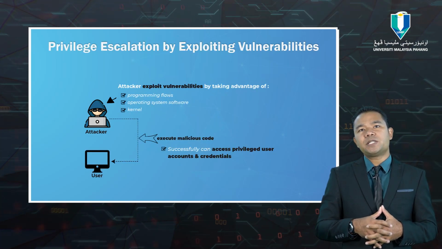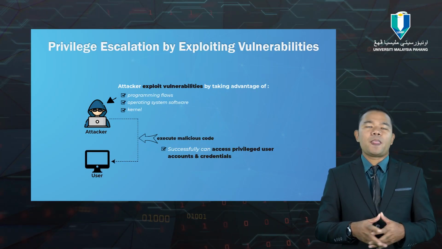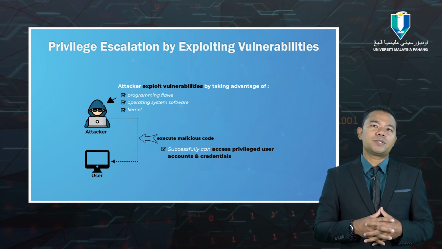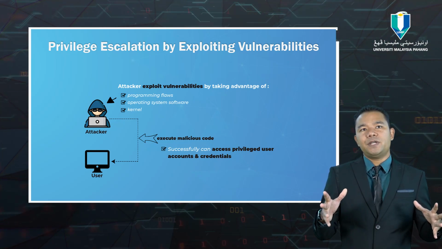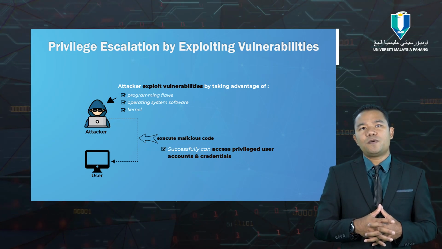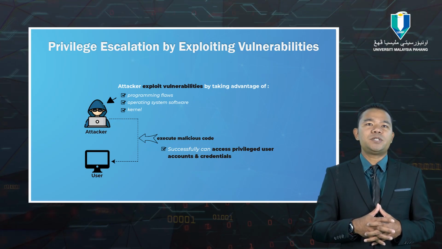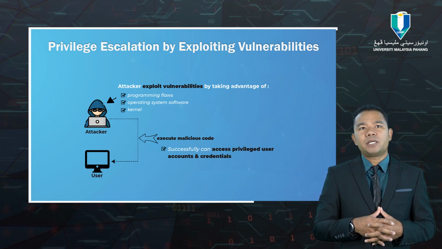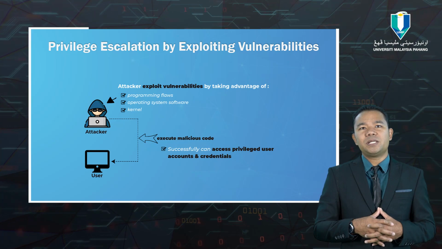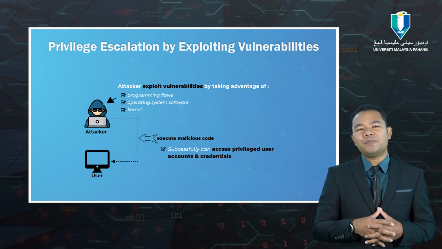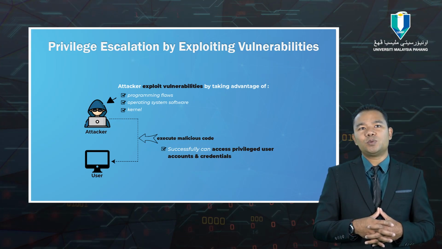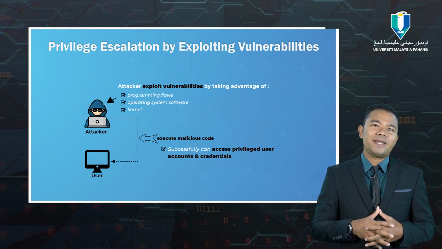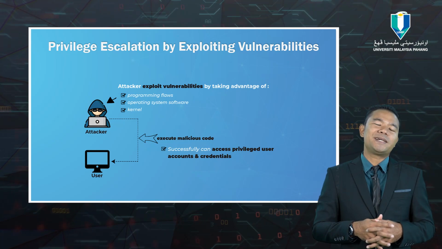Privilege escalating by exploiting vulnerability. Attacker exploits software vulnerability by taking advantage of programming flaws in a program, service, or within the operating system, software, or kernel to execute malicious code. Exploiting software vulnerability allows the attacker to execute a command or binary on the target machine to gain higher privilege than those existing or to bypass security mechanism. Attacker using this exploit can access privileged user account and credential.